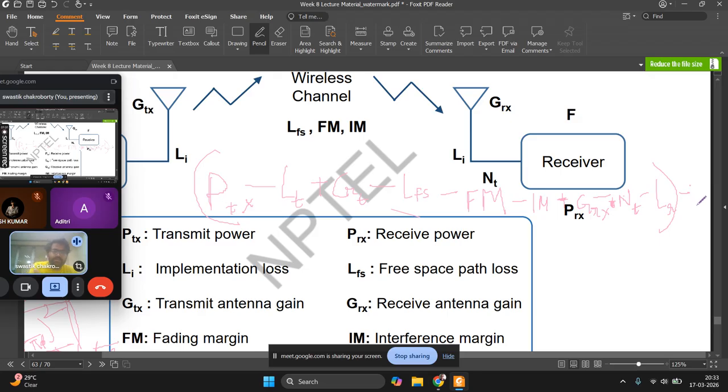Now from all this is the effective receiver power. Now this effective receiver power has to be somewhat above the receiver sensitivity. This is the Rx sensitivity. It has to be somewhat above Rx sensitivity. So how much margin it is above Rx sensitivity, that is your link margin. So this is the theory of link margin.